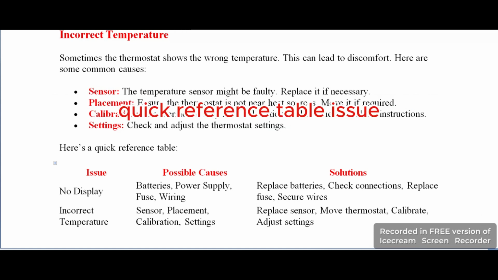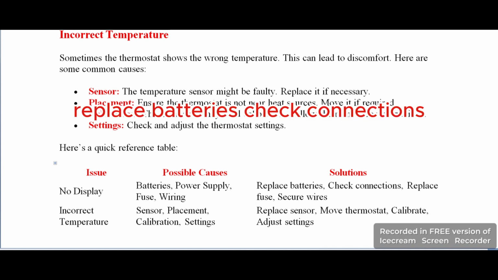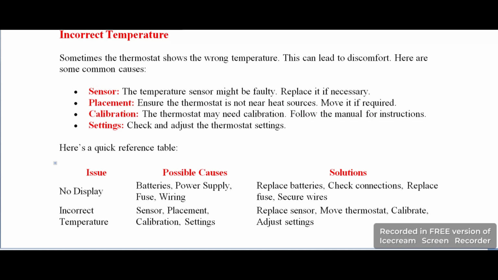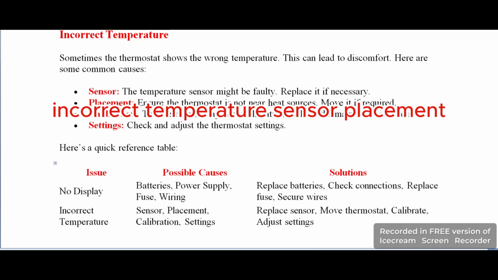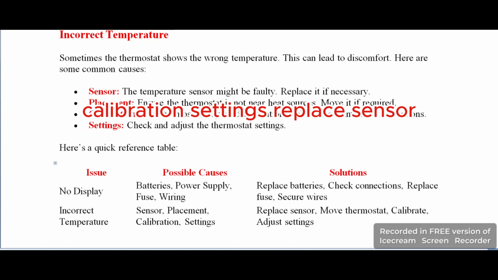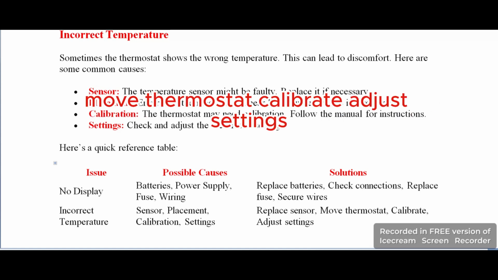Quick reference table. Issue, possible causes, solutions. No display. Batteries, power supply, fuse, wiring. Replace batteries. Check connections. Replace fuse, secure wires. Incorrect temperature. Sensor, placement, calibration, settings. Replace sensor, move thermostat, calibrate, adjust settings.